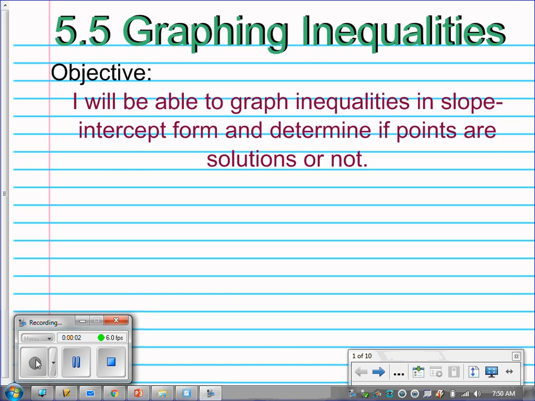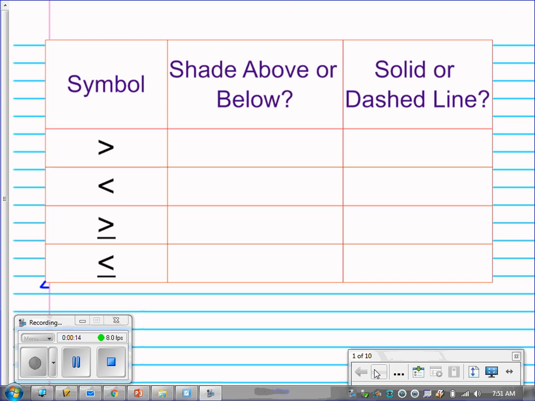Today you'll be doing lesson 5.5, graphing inequalities. At the end of this lesson, you will be able to graph inequalities in slope-intercept form and determine if points are solutions or not. In order to graph an inequality, you need to know what the symbols mean.